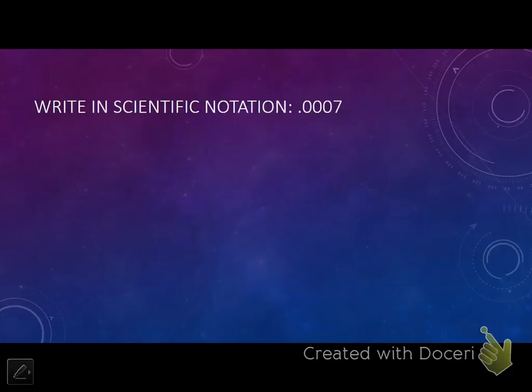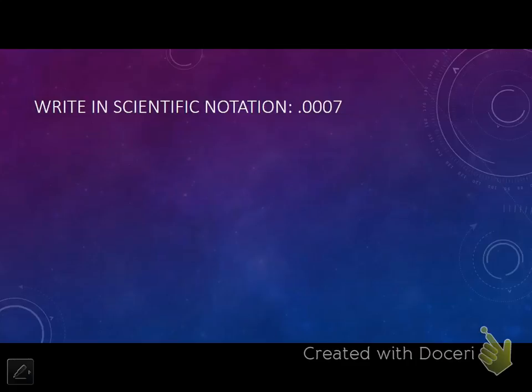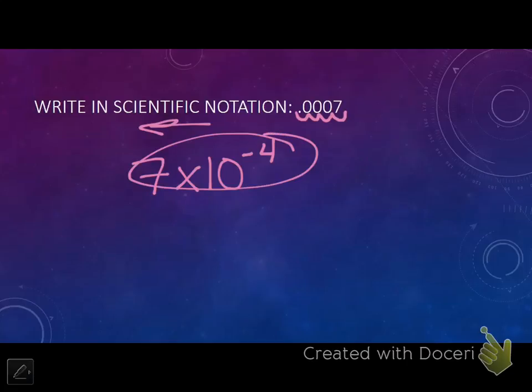Okay, write in scientific notation. So we always want a number and then our decimal. So we always need that number first. So we're going to be moving to the right. So 1, 2, 3, 4. So it's going to be 7 times 10 to the negative 4. Because if we would reverse it, we would be going to the left, which would give us the zeros in the front, which would give us the decimal.